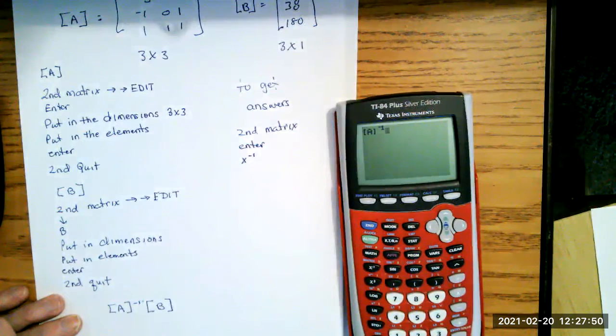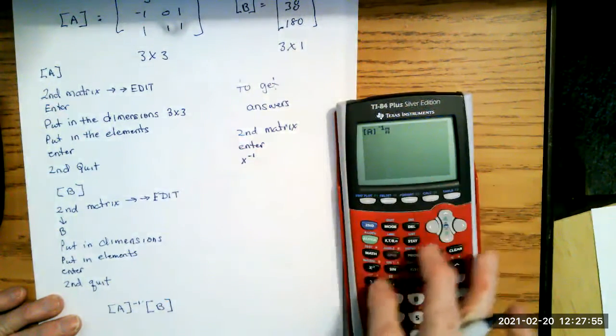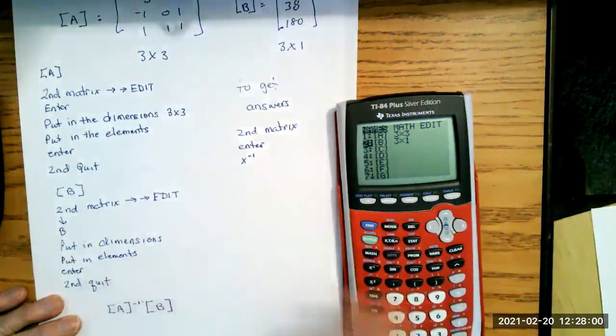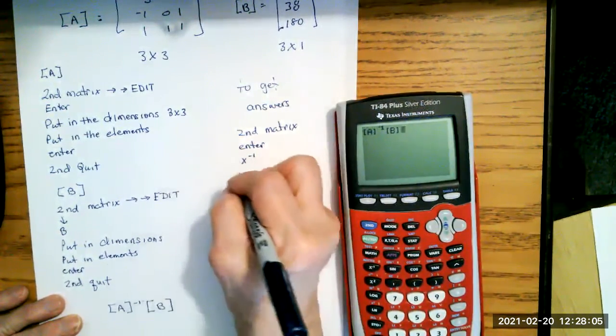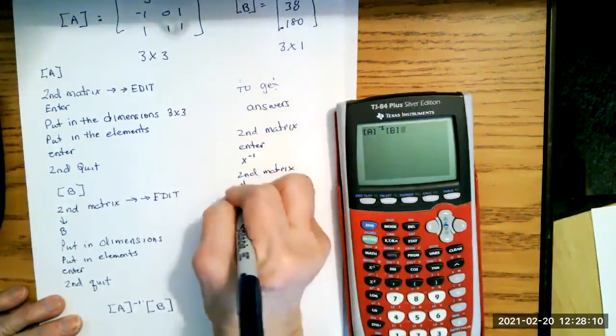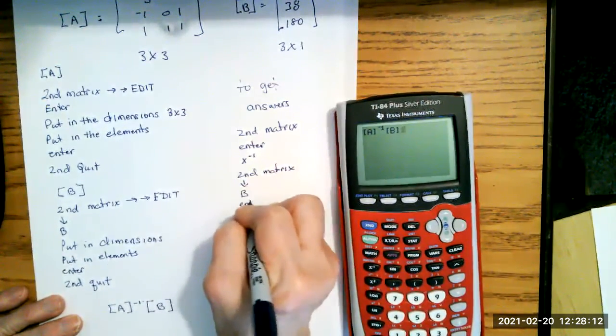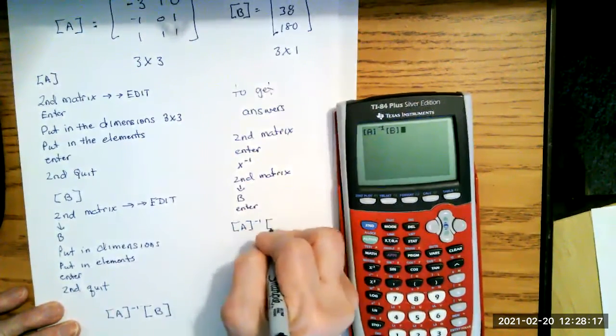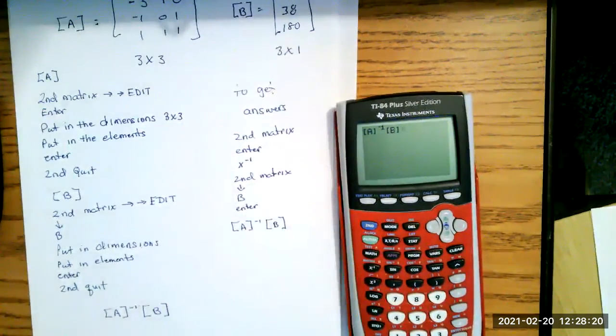Now I want to get the B matrix in there. So I do second and matrix, but I have to go down to B to get B highlighted, and I enter. So I've got the B, so I do second, matrix, down to B, and enter. And now on my screen, I see A inverse B, matrix A inverse B. When I hit enter, I should get the answer to my problem.